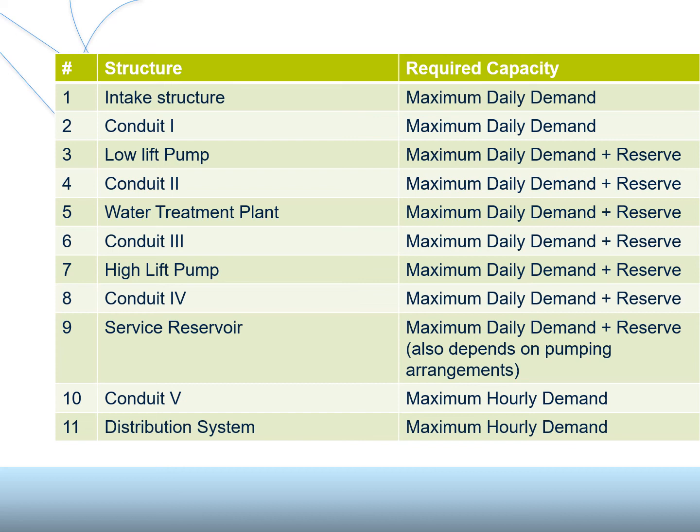So this is a typical design discharge for different structures. Intake structure and conduit 1 can be designed with maximum daily demand. From there on, maximum daily demand plus reserve, and conduit 5 and the distribution system have to be designed for maximum hourly demand.